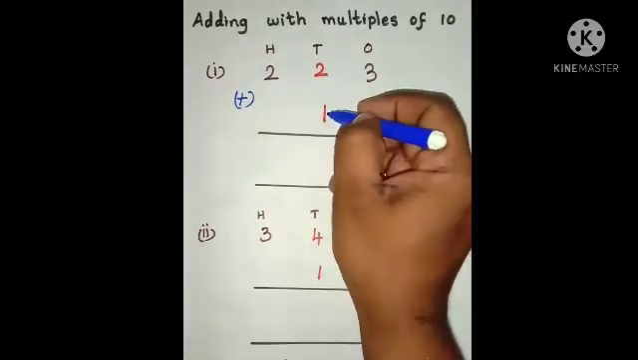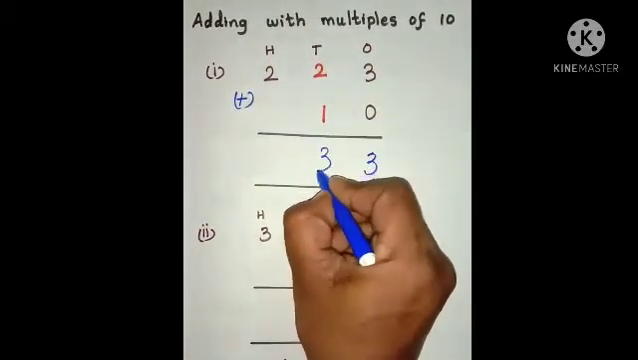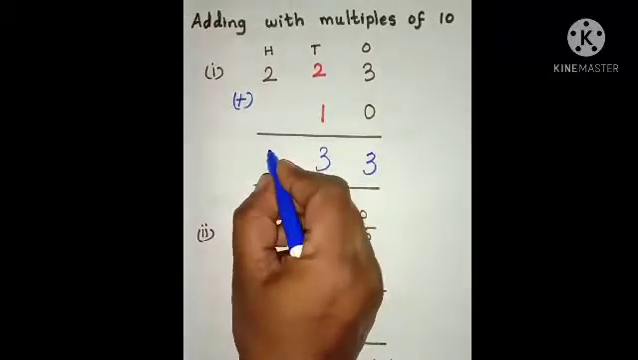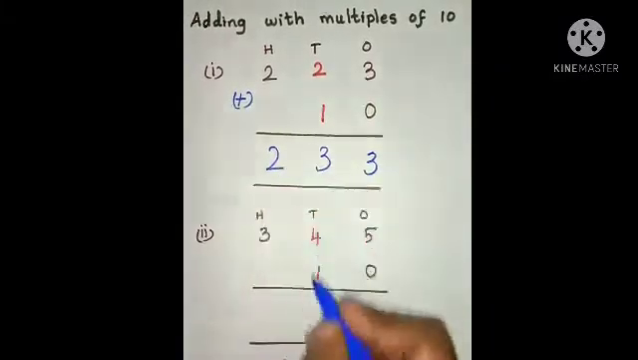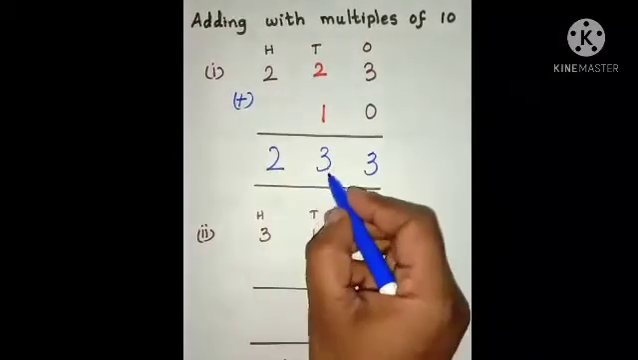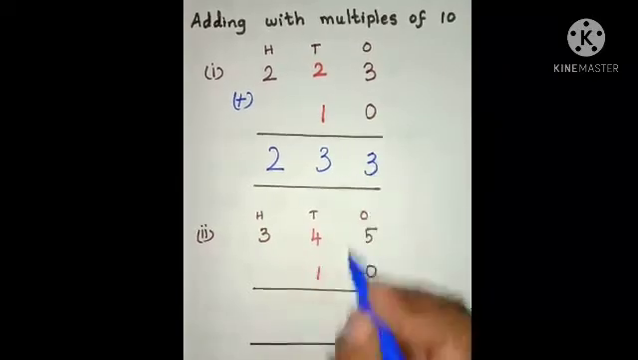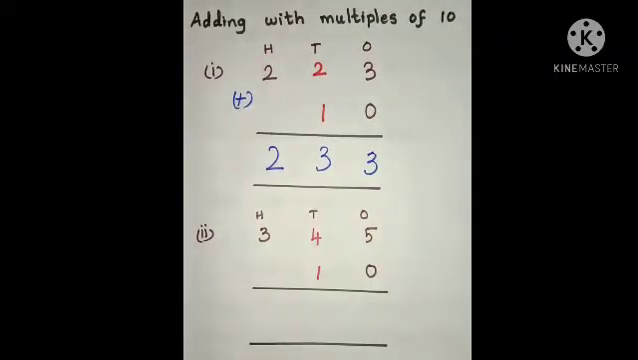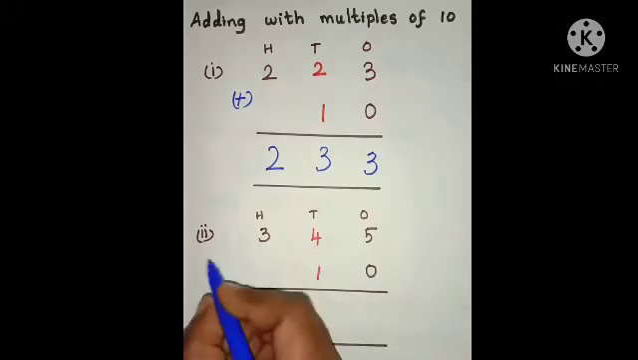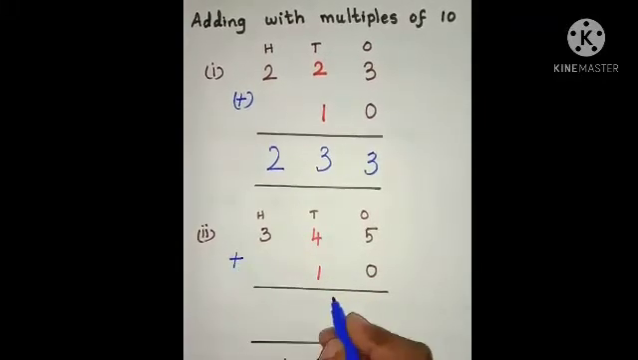And 2 plus 1 is 3. And here in hundreds place there is no change. So 233 is the answer. And here 345, we are adding 345 with 10.